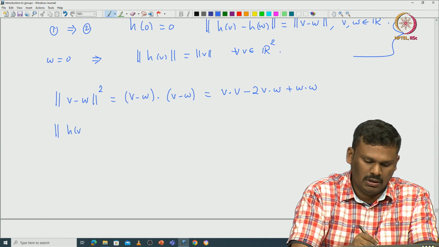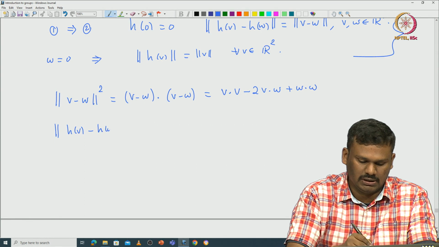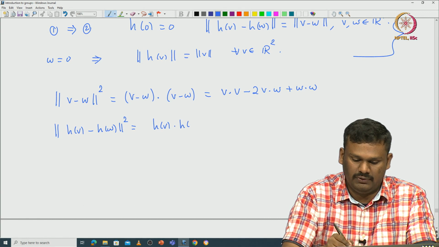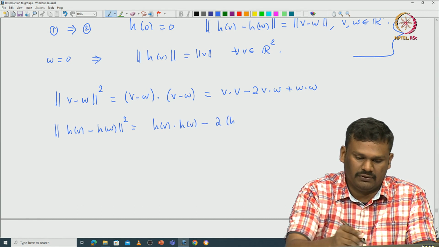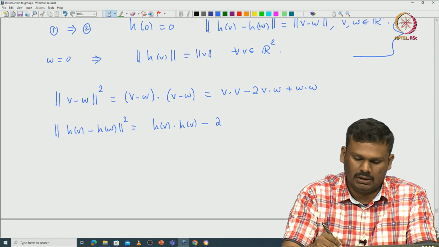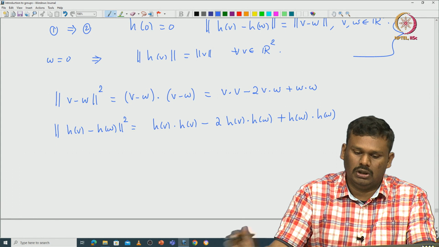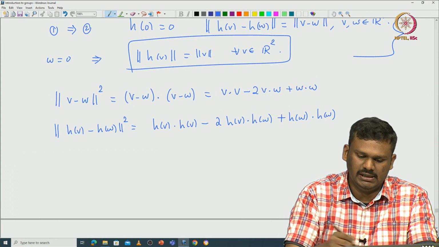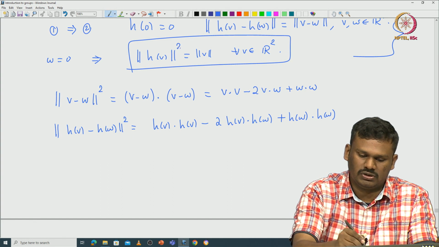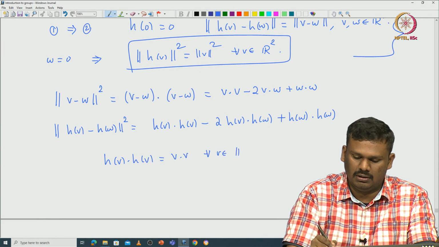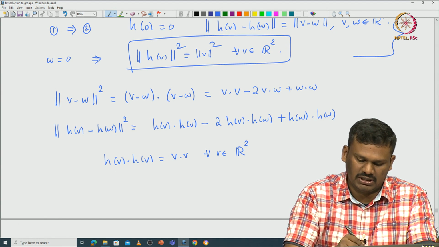Similarly, if you work it out, what is norm of H of V minus H of W squared? That is again going to be H of V dot H of V minus twice H of V dot H of W plus H of W dot H of W. Okay. Now, what is this formula? The second formula says that if you square it on both sides, then you can see that H of V dot H of V is nothing but V dot V, and this is true for all V in R 2. Okay. Maybe I will put V dash.